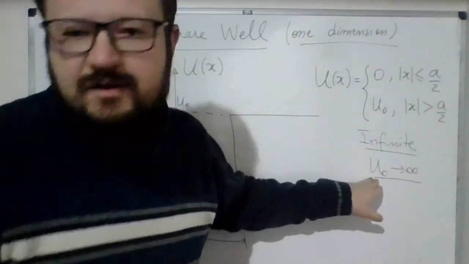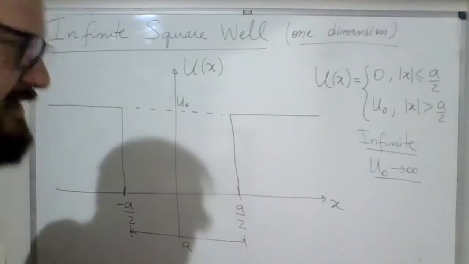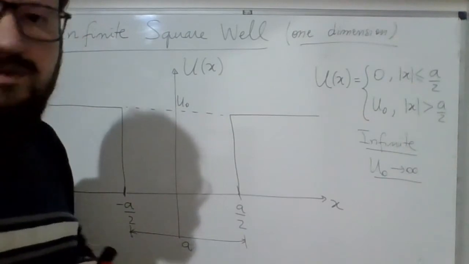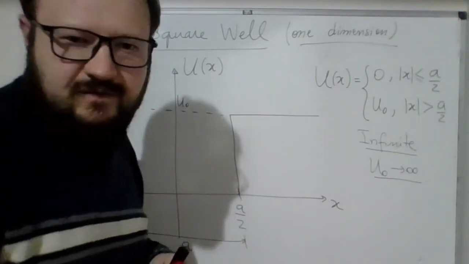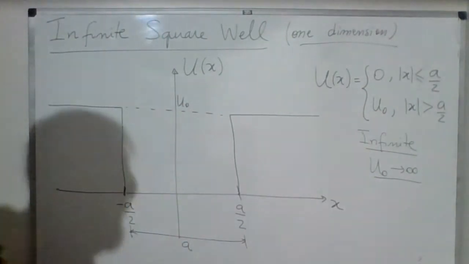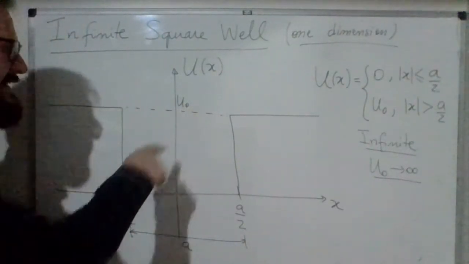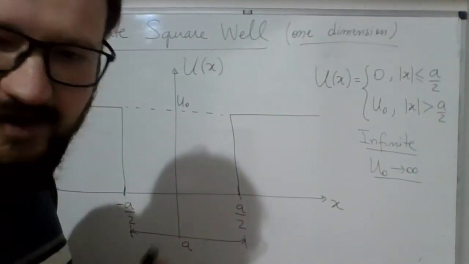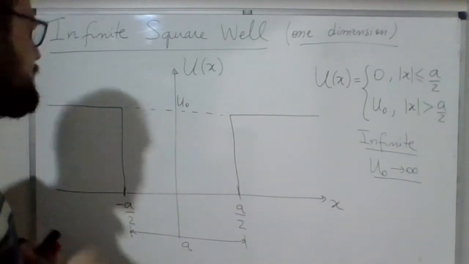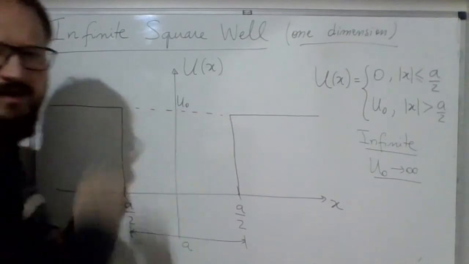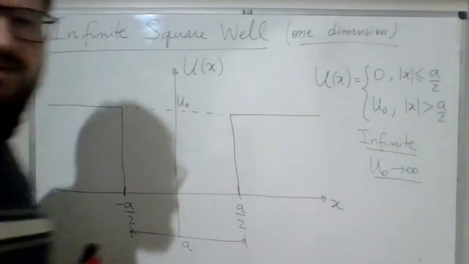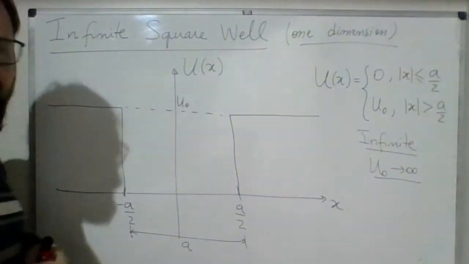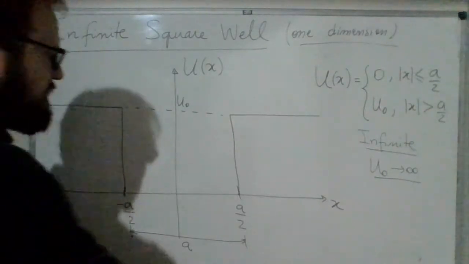For a finite value of u0, the problem gets a little trickier. The problem is more difficult to solve, and it leads to a transcendental equation for finding the eigenvalues of the problem. Also, it must be pointed out that for finite values of u0, lower than infinity, there are a finite number of bound states. All right, so we are dealing with a problem concerning bound states.